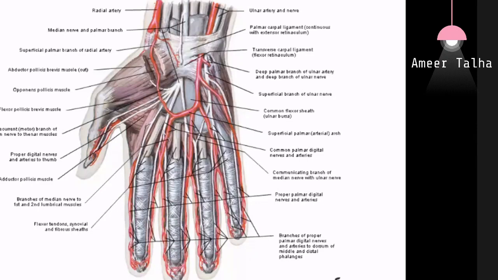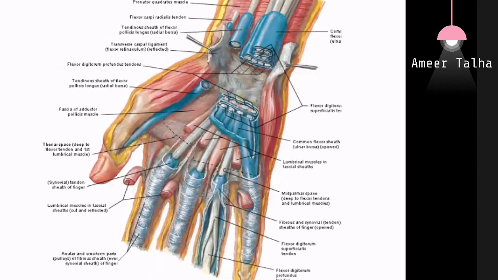What is extensor expansion? Extensor expansion is the continuation of the deep fascia at the dorsum of the hand that covers the metacarpus and the proximal part of the proximal phalanx.